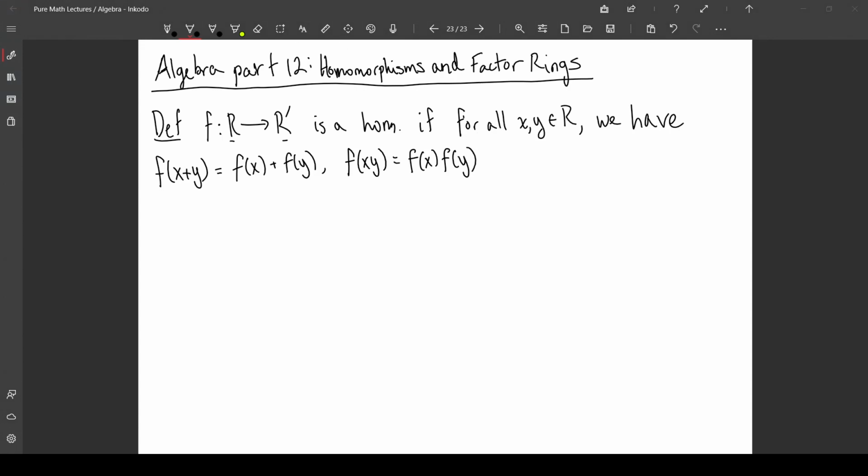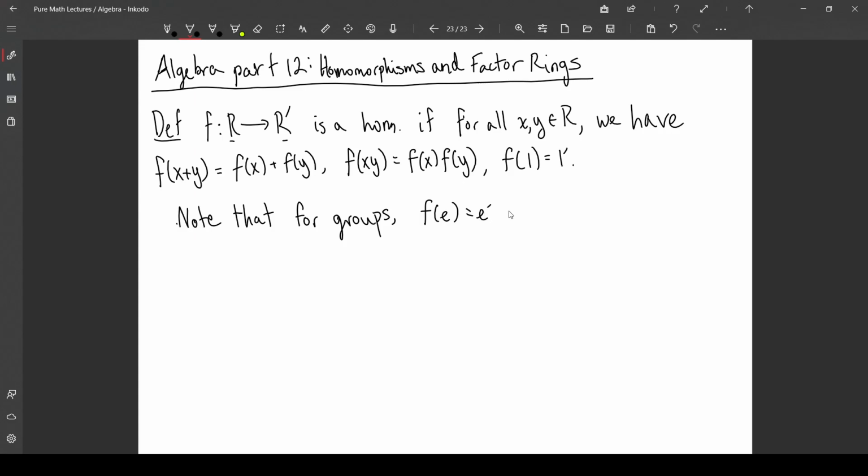And then we also have to say that f of 1 is 1 prime. So 1 here is the identity in R, and 1 prime is the identity in R prime, the multiplicative identity. So note that for groups, f of e equals e prime. Here I'm using e as the identity for groups.